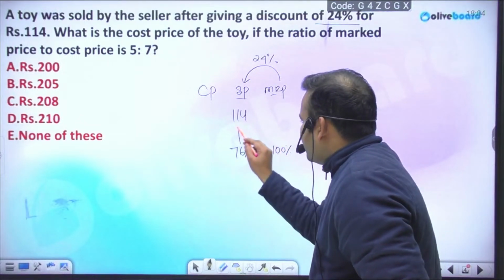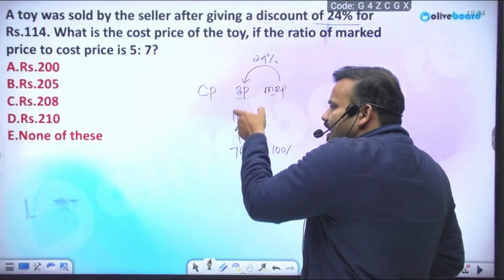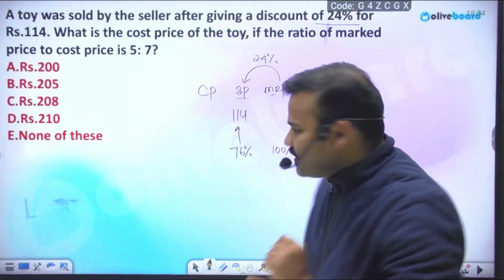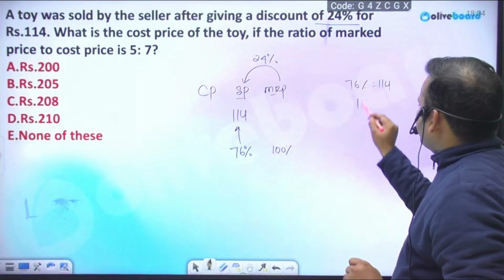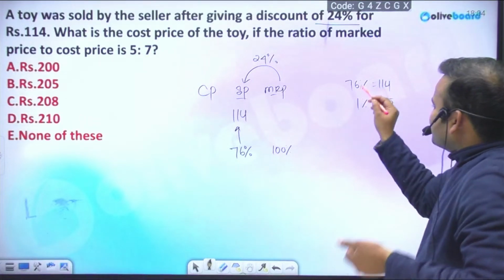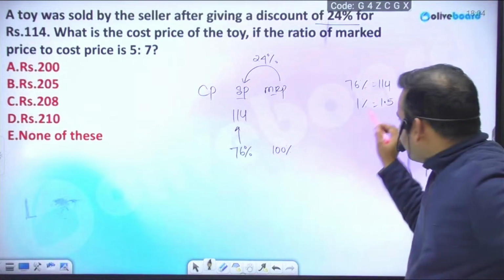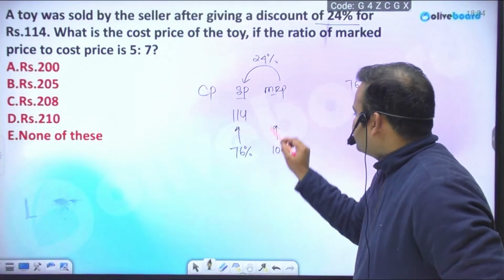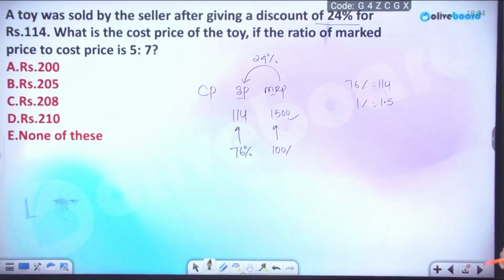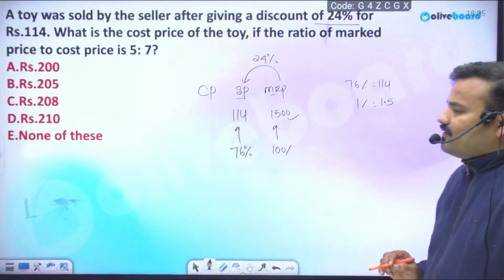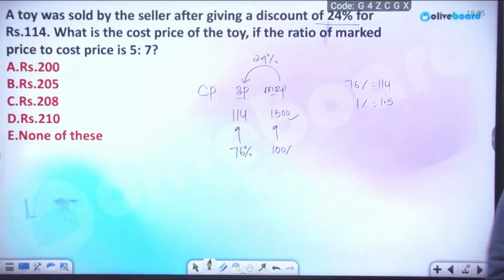This is 76, and half of 76 is what? 38. So 114 is 1.5 times 76. So if 76% is 114, that means 1% will be 1.5, because 76 plus half of 76 is 114. So if 1% is 1.5, you will be getting this as 150. So the MRP of the article is 150. Fine. Is it clear?